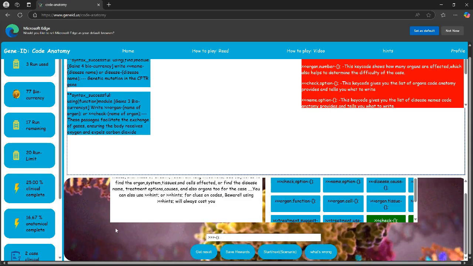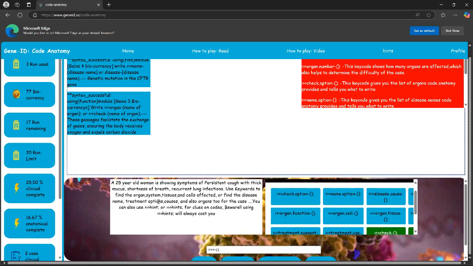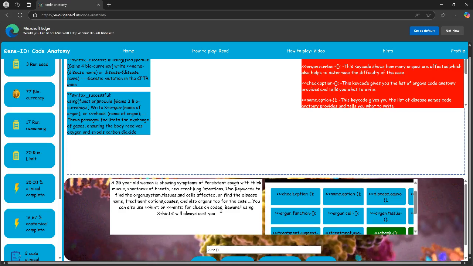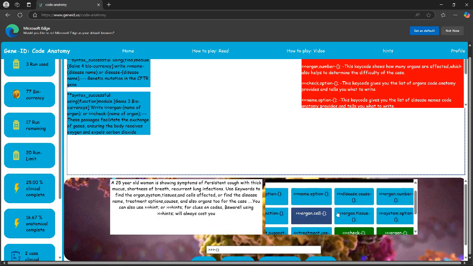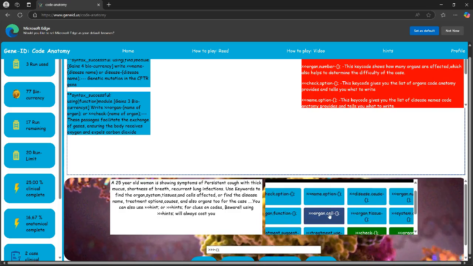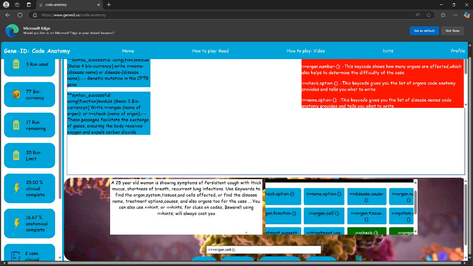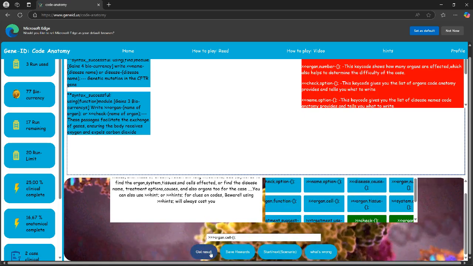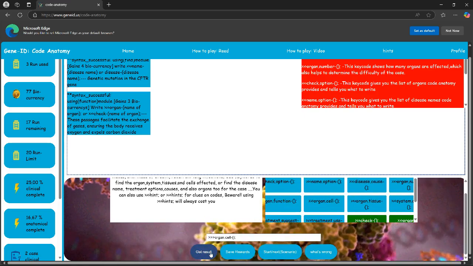So I told you the pathway for medical and anatomy is listed right here. Organs, systems, tissues, and cells is a pathway for anatomy. And then disease name, treatment options, and causes. So let's see. Organ, cell. Again, because it's blue, you don't have to put in anything, but it might take points away. It also might give you points. So let's see.